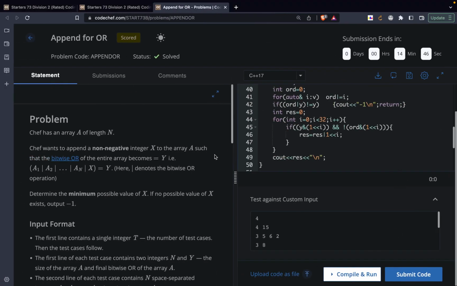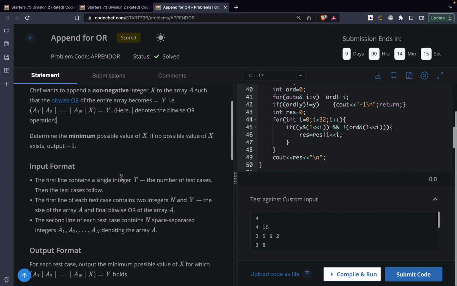Hi guys, in this video we'll be discussing the problem Append for OR from CodeChef Starter 73. The problem states that Chef has an array A of length n and he wants to append a non-negative integer x to the array A such that the bitwise OR of the entire array, where x is also appended to the end, so even x would get considered, should become y. They have given the expression below. So we have to find the minimum possible value of x.